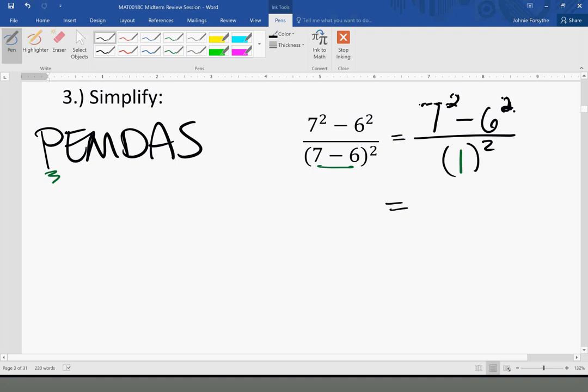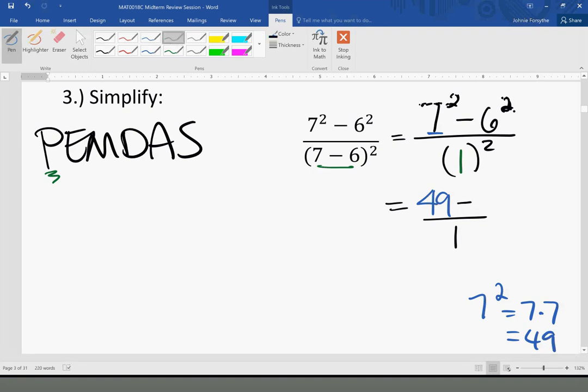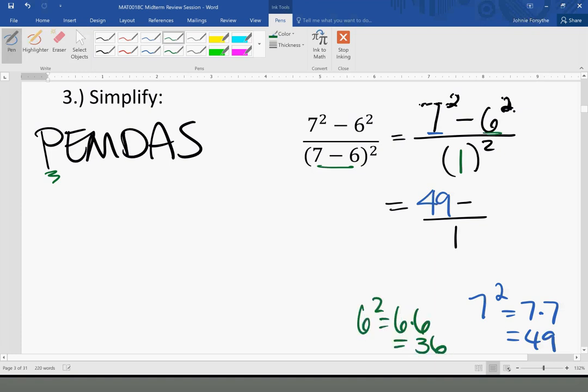1 squared is the same thing as 1 times 1. So the denominator will be just 1. So now 7 squared is 7 times 7, which is 49, minus 6 squared is 6 times 6, which is 36. Okay?